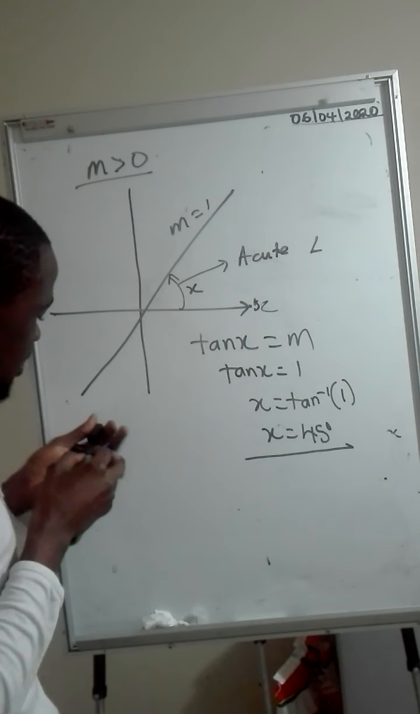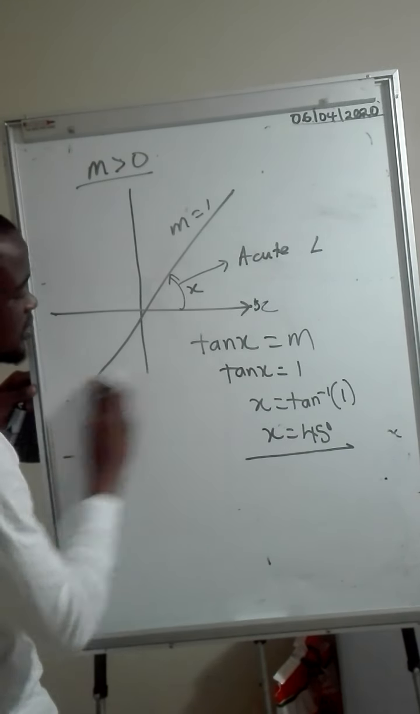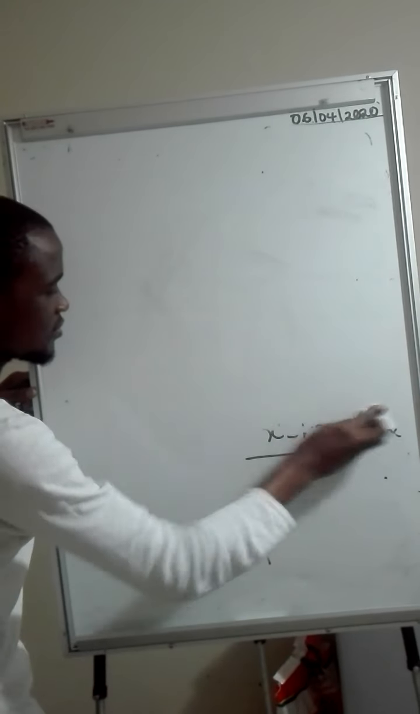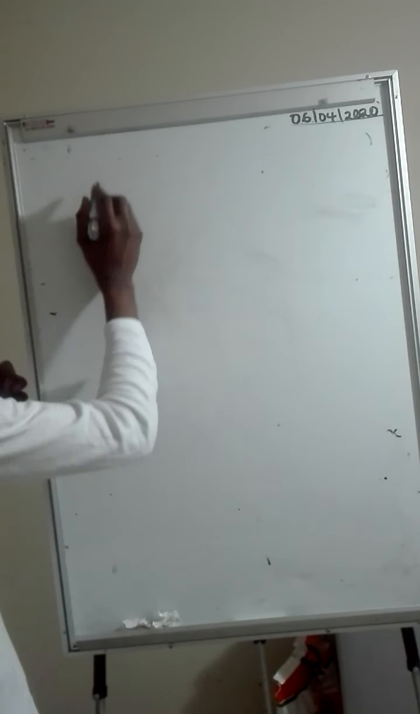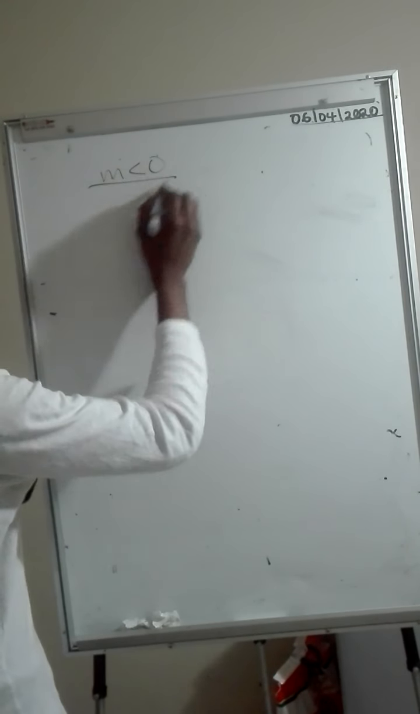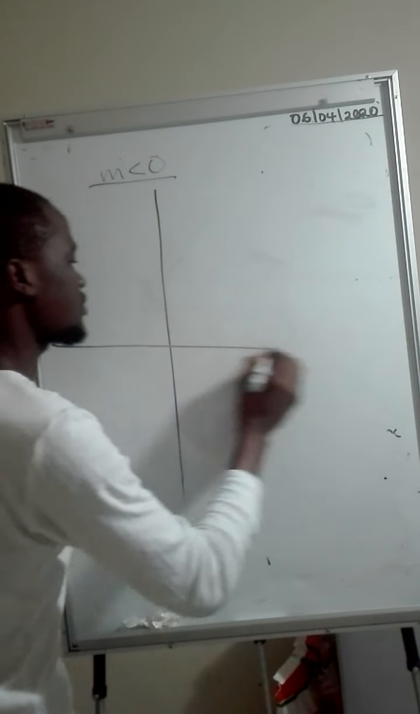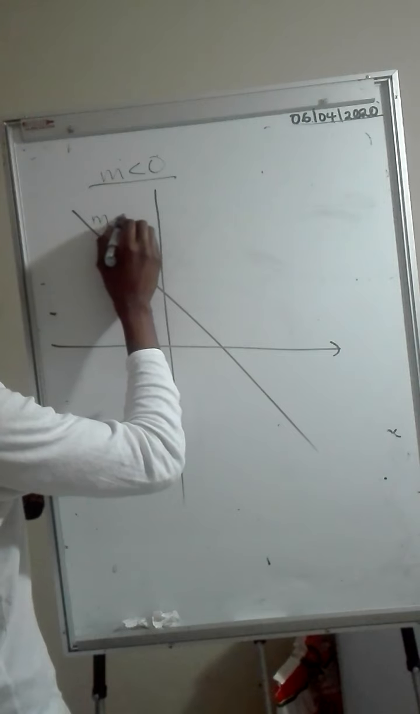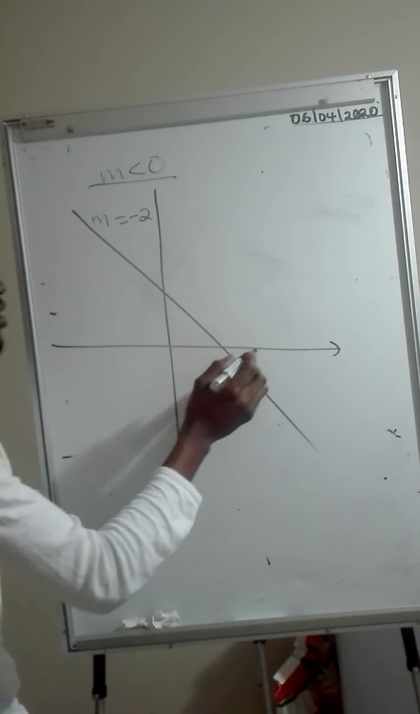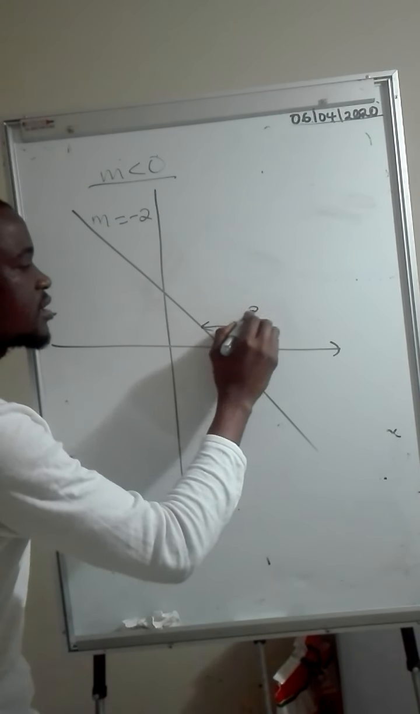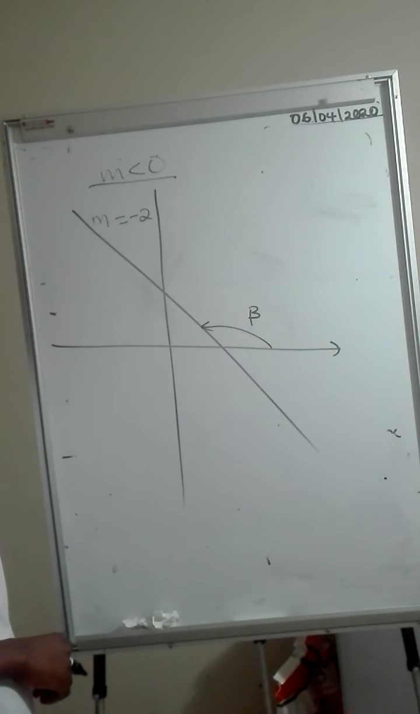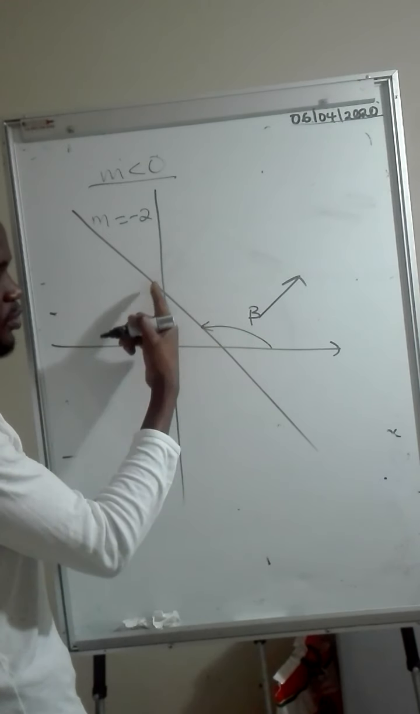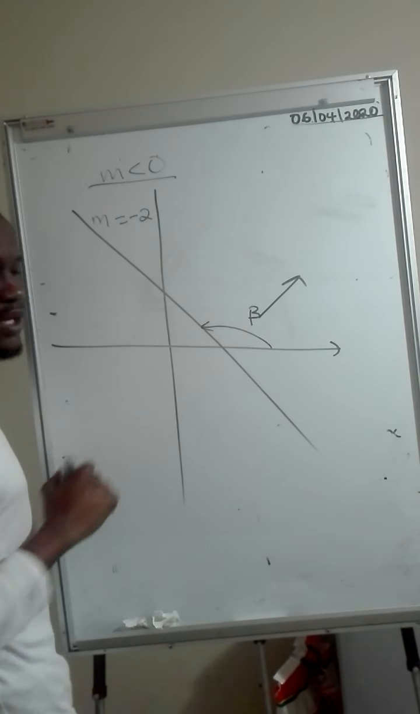Okay. So now let's check if our gradient is negative. How do you do it? So now we have a negative slope, okay? Our gradient is less than 0. So let's say the gradient of this line is equal to negative 2. Then we are required to find this beta. We can all see that this angle is more than 90 but less than 180.